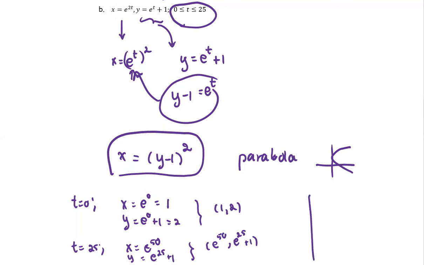Now, the parabola that we have is supposed to be something like this. Since the beginning is at the coordinate 1 comma 2, and the trajectory goes from the low t to the high t, and the last point is at e to the 50, e to the 25 plus 1, then the portion of the parabola will represent the graph of this parametric curve.